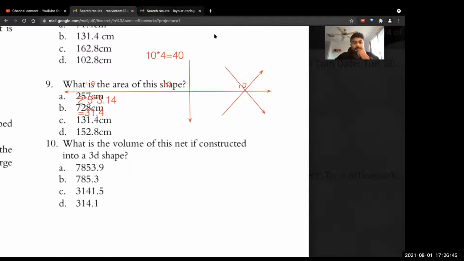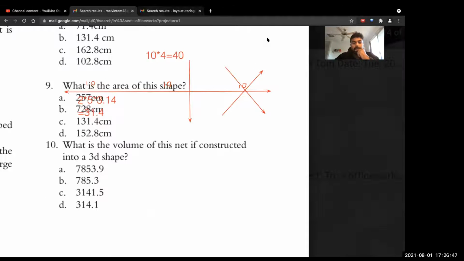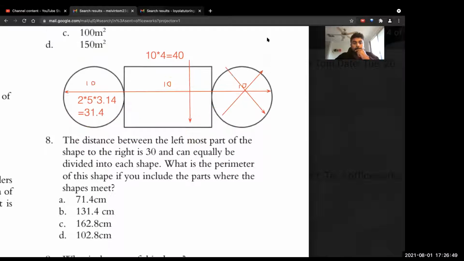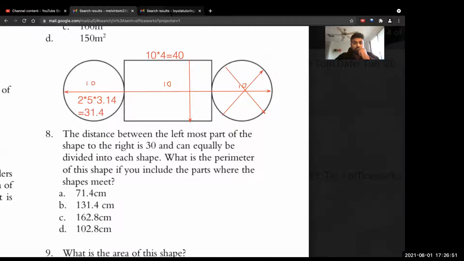Question number 9: how to find the area of this shape. Melvin, for the square, how did you get 4? 10 times 4, or 4 times 10? A perimeter is basically when you add up each of the different sides, right? All four sides of a square are the same, so if one side is 10, 10 times 4 is equal to 40.